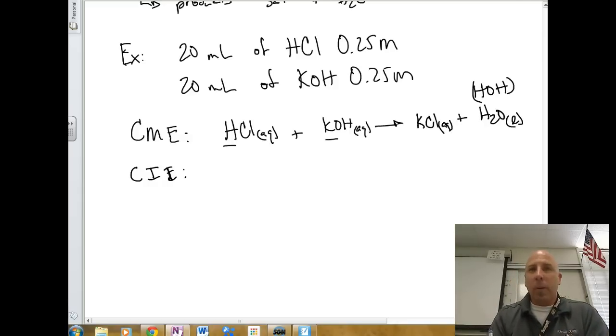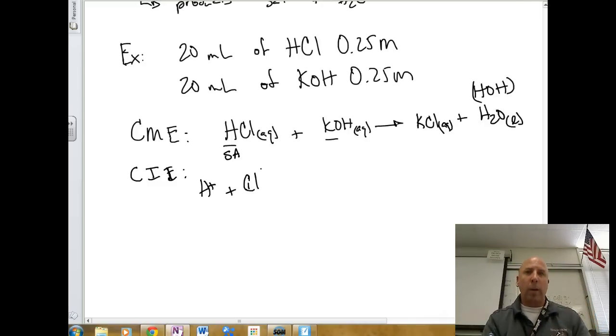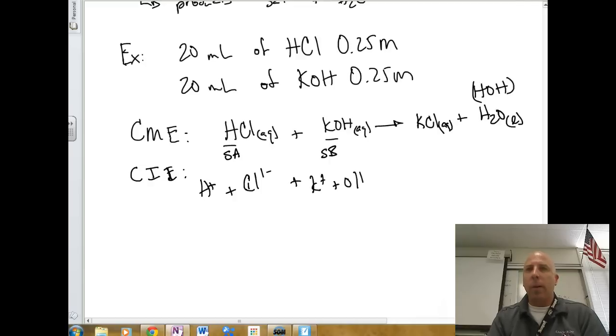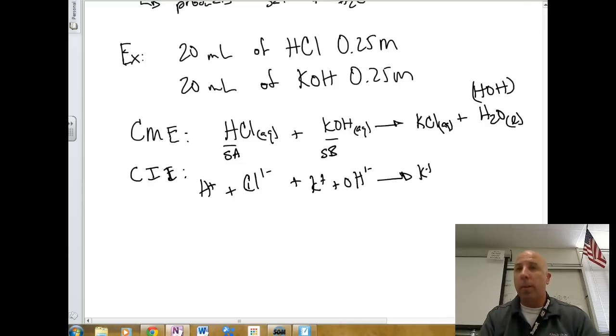So HCl, we know, is one of the 7 strong acids, so we're going to ionize it. We write the hydrogen ion plus the chloride ion. KOH is our strong base, so we're going to ionize it to K plus and OH minus. We said potassium chloride is soluble because of our solubility rule, so potassium plus the chloride ion. And then water, we do not ionize, because we said previously that we do not ionize water.